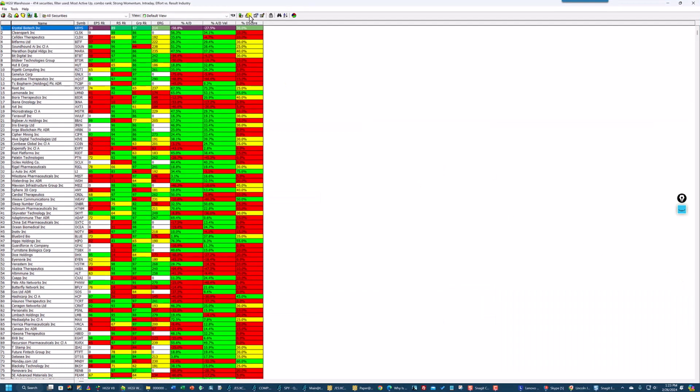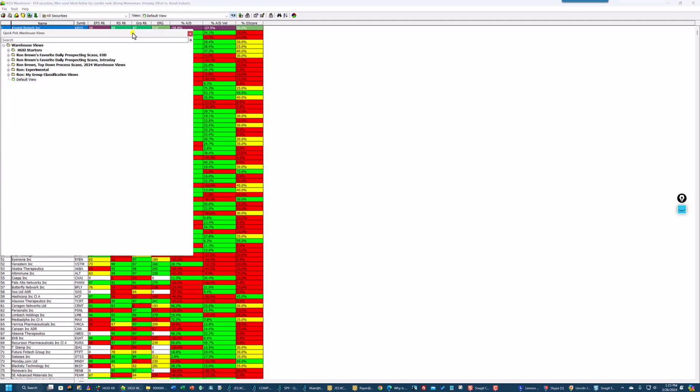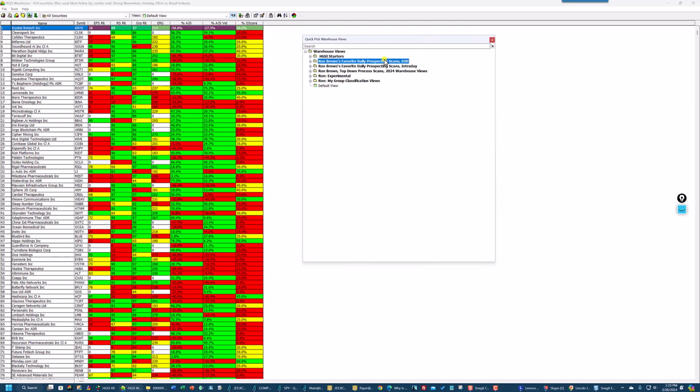I'm going to make it full screen. I'm going to click here. And now what you're going to have is the same folders, but everything is now current with mine. But what I've done is I've added one more folder here, continuation up scans. I did it for end of day and intraday, and I'll show that to you in a minute. But these scans work really well. So if you're prospecting during the day or at the end of the day, that's great.